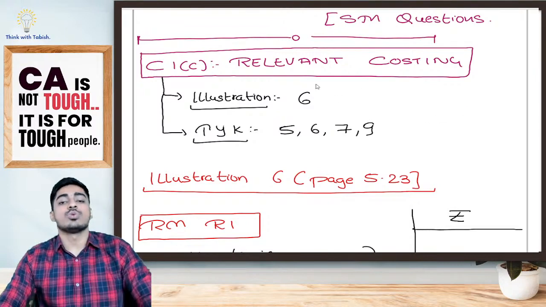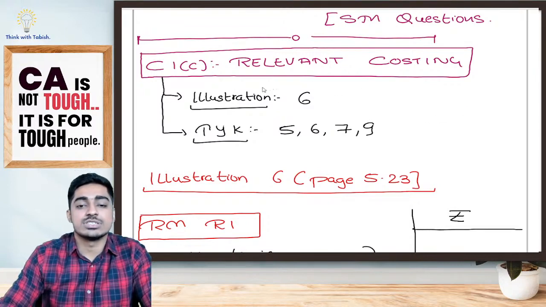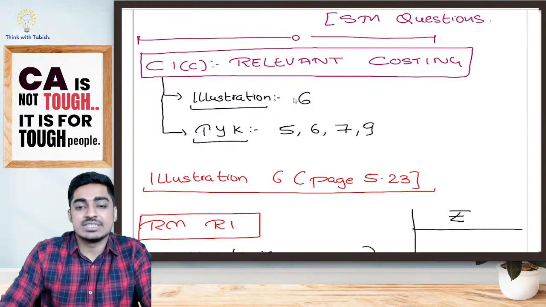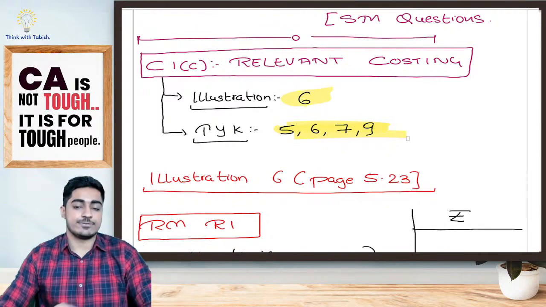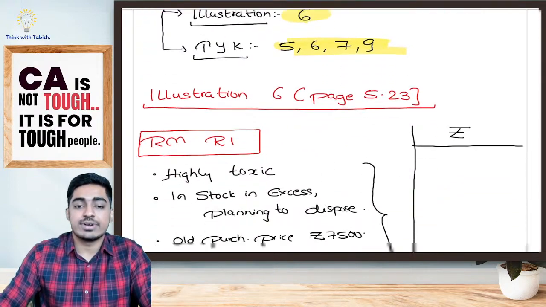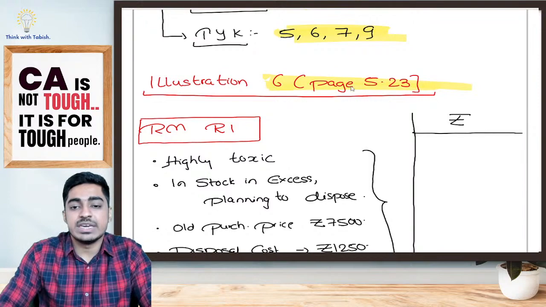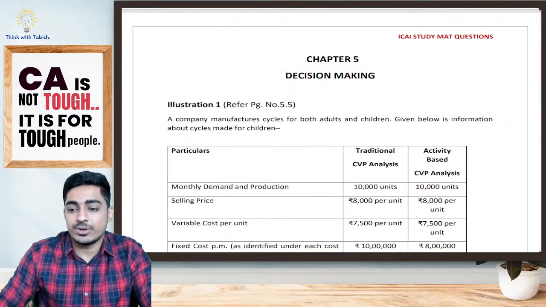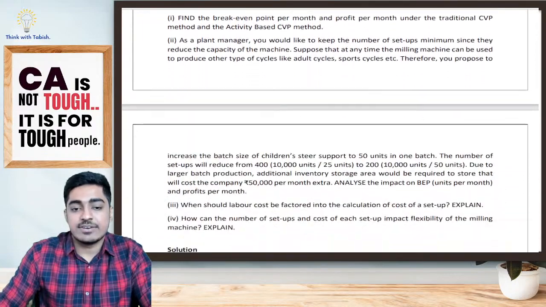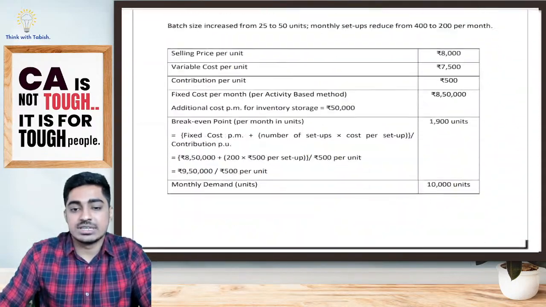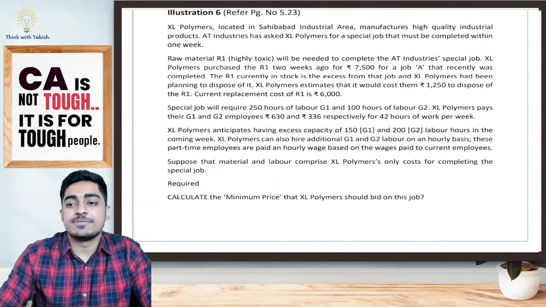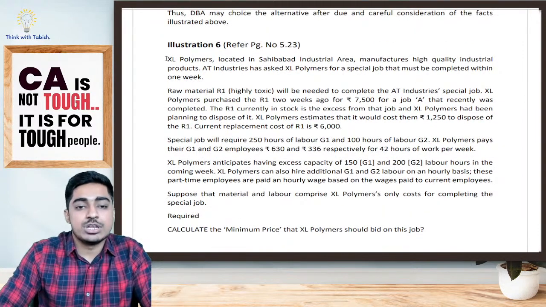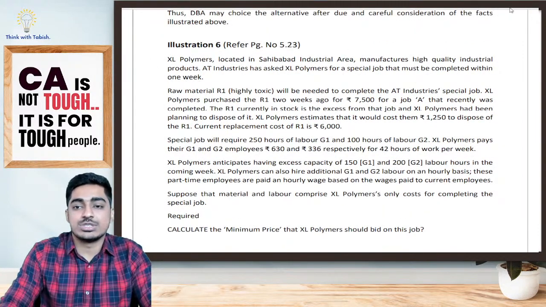So what all questions do we have from the concept of relevant costing? We have illustration number 6 and test your knowledge questions number 5, 6, 7 and 9. Altogether we have 5 questions. Firstly, let us have a look at illustration number 6, page 5.23. I have the PDF of the questions here. Illustration 6, page 5.23, Excel Polymers. Should we read the question, students?